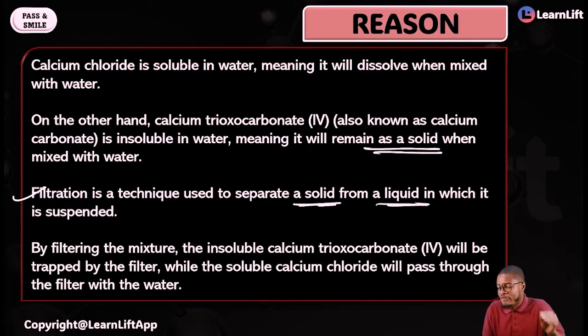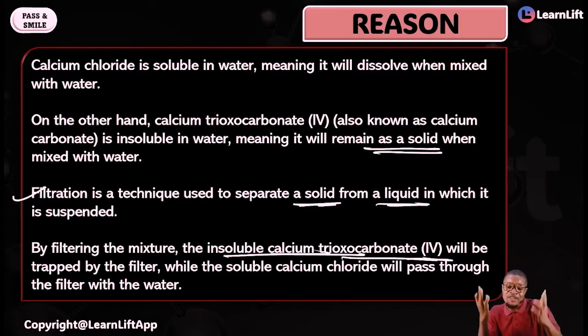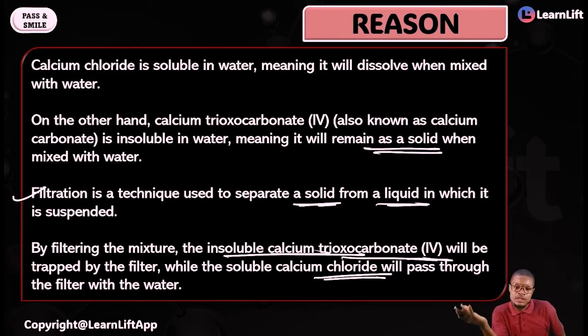And don't forget that by filtering the mixture, what will happen? The insoluble calcium trioxocarbonate 4, CaCO3, will be trapped by the filter paper, while the soluble calcium chloride will pass through as the filtrate, and then you can receive it in the beaker. And that's just the procedure, and you're out of there.